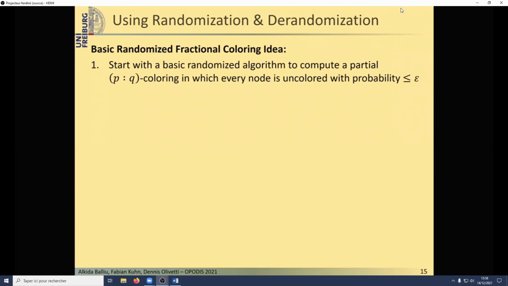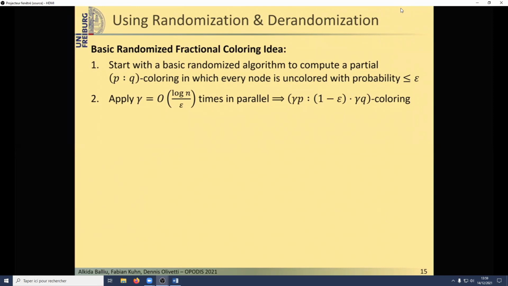So let's just say we have a basic randomized algorithm which computes just a partial PQ coloring. So it doesn't color all the nodes, but let's say every node remains uncolored with probability at most epsilon. Okay? So I kind of relax the problem a bit. I don't need to color all nodes. I allow some probability of a node not to be colored. So if I have this with fractional coloring, I can actually now use this to compute the full fractional coloring in the following way, right?